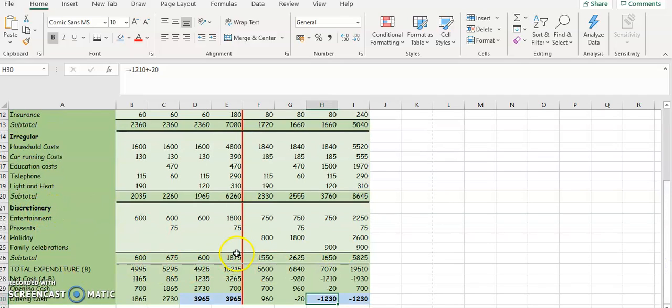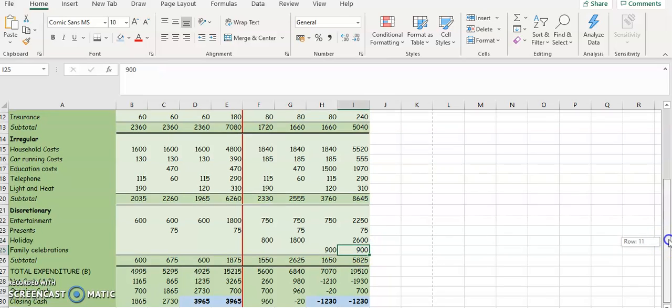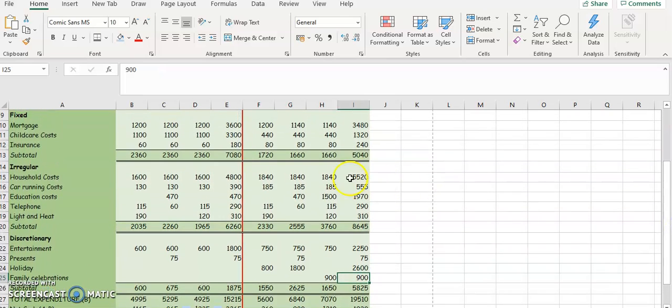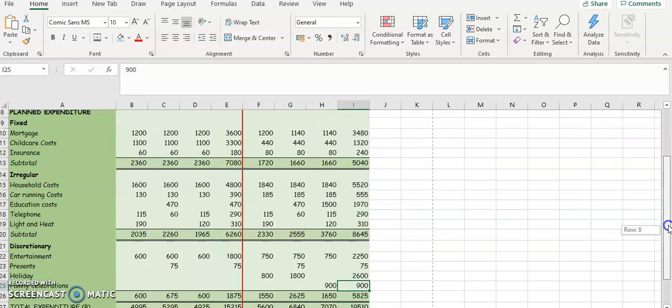Cut back on their discretionary spending. For example, they have an extra holiday in here of 2,600. They have a family celebration of 900. So that could change. Their household costs have increased, and their car running costs have increased as well. So they might need to look around there.